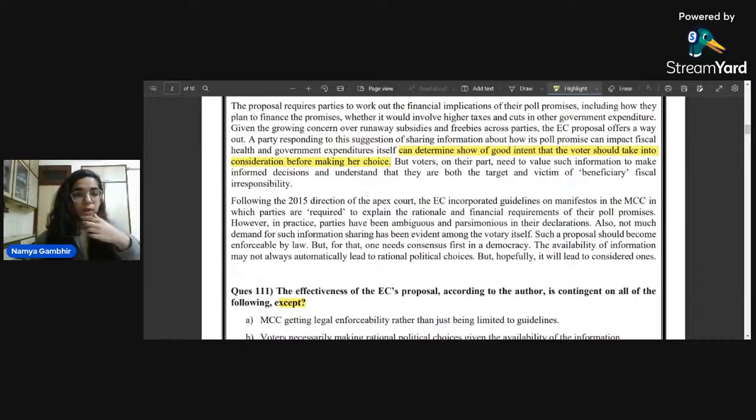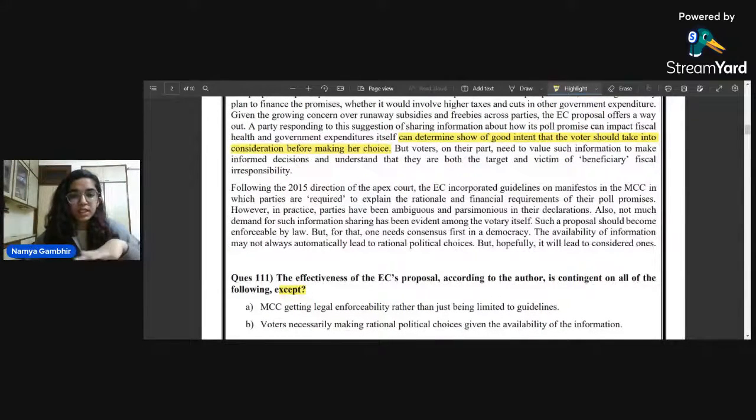Okay. Now, following the 2015 direction of the Apex Court, the EC incorporated guidelines on manifestos in the MCC, in which parties are required to explain the rationale and financial requirements of their poll promises. However, in practice, parties have been ambiguous and parsimonious in their declarations. Also, not much demand for such information sharing has been evident among the voters themselves. Such a proposal should become enforceable by law. Now, this is the author's opinion, but for that, one needs consensus first in a democracy, and the availability of information may not always automatically lead to rational political choices, but hopefully it will lead to considered ones.